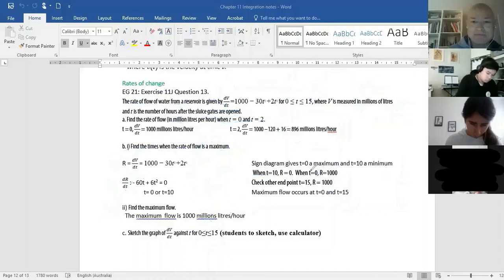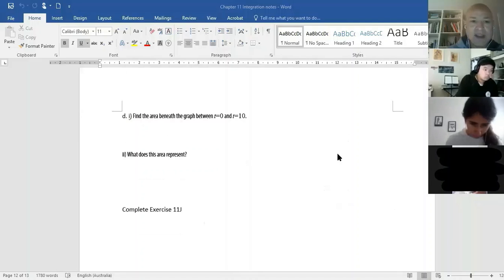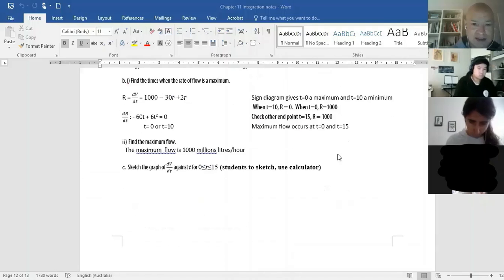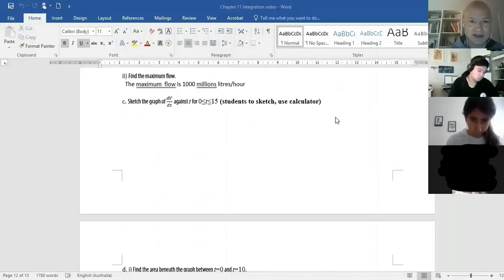Okay, let me clear it. I know part D. Find the area between the graph of t equals 0 and t equals 10, and what does this area represent? I haven't sketched it, so let me just get my calculator out and sketch this graph.